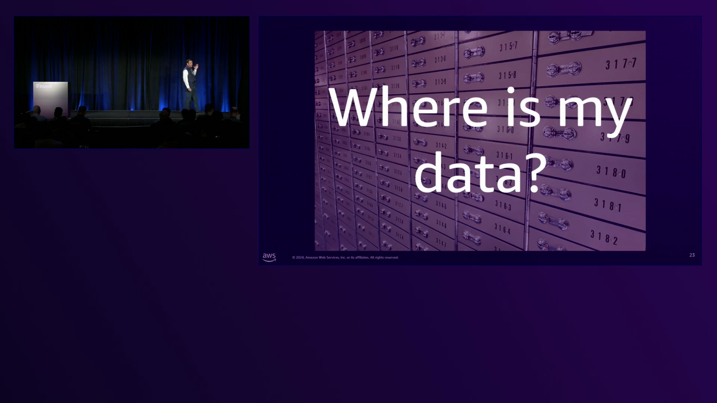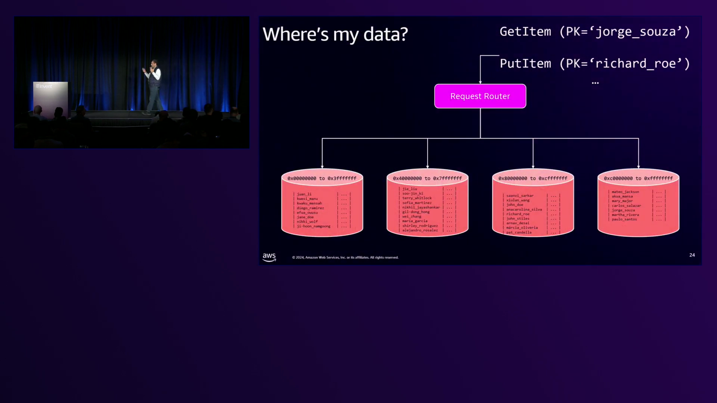You received a request. You need to send that request to a storage node. Now, how do you go about doing that? Let's take a specific example. Here it says get item or put item, and here the partition key was Jorge, or the second one is Richard. Now, I told you that a partition is a contiguous range of key hashes.